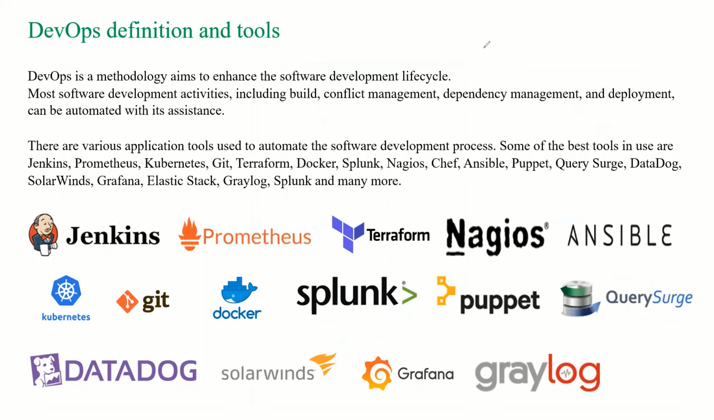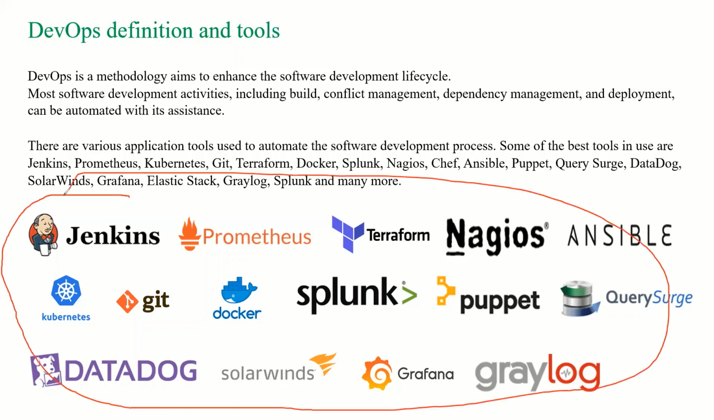So we will also touch upon DevOps, but we will not go in detail, in depth. That will be only an introductory. What is DevOps? DevOps is a methodology that aims to enhance the software development life cycle. Most software development activities, including build, conflict management, deploy, dependency management, deployment, can be automated with this assistance, using the various tools that are available for DevOps.